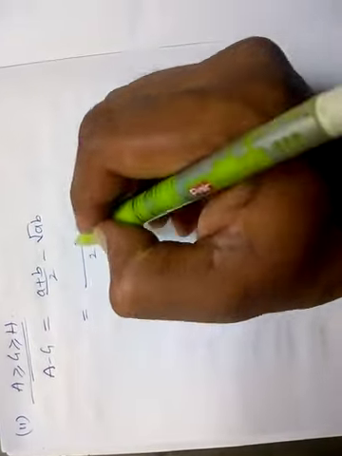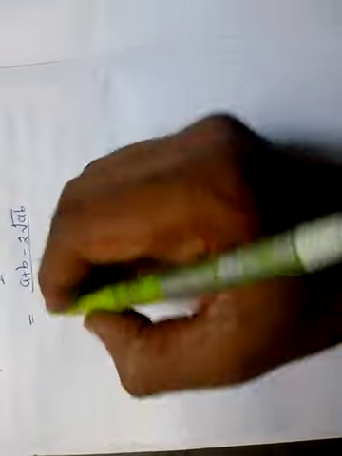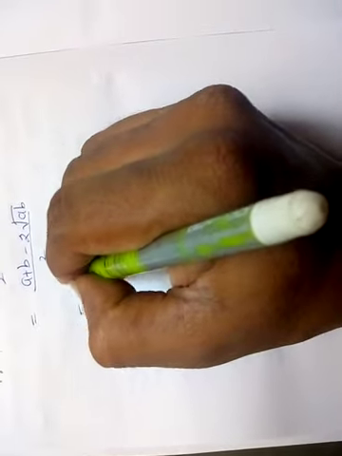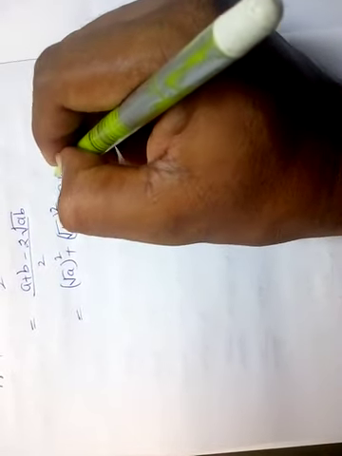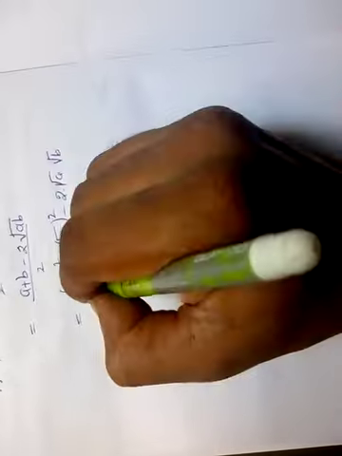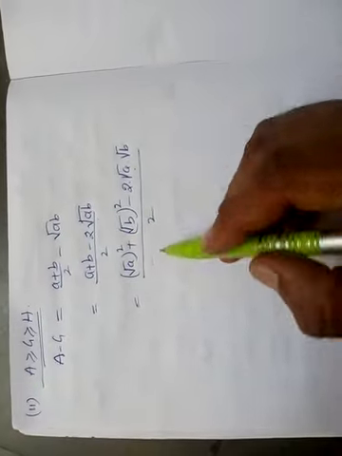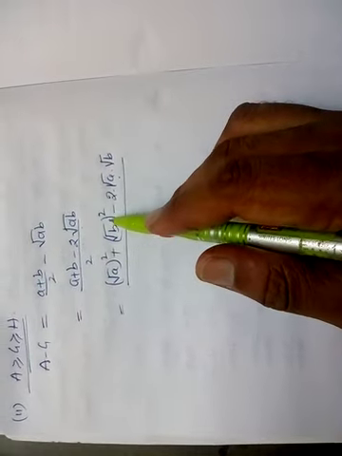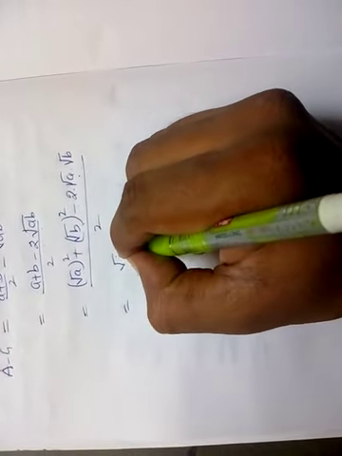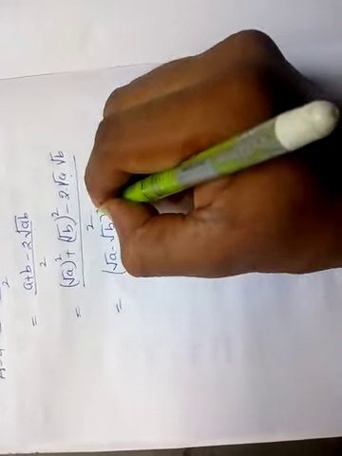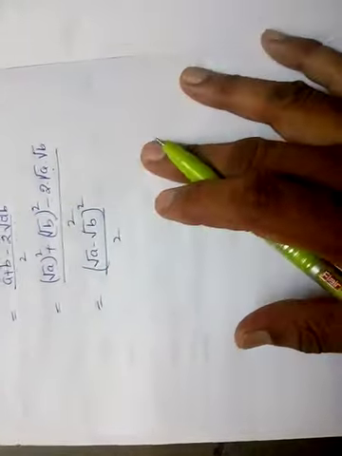So take LCM. LCM is 2. A plus B minus 2 into square root of AB. Here A can be written as square root of A whole square, B can be written as square root of B whole square, minus 2 into square root of A into square root of B, by 2. Square root of AB can be written as square root of A into square root of B. So square root of A whole square plus square root of B whole square minus 2 into square root of A into square root of B, which is like A square plus B square minus 2AB. So (A minus B) whole square by 2, that is (square root of A minus square root of B) whole square by 2.